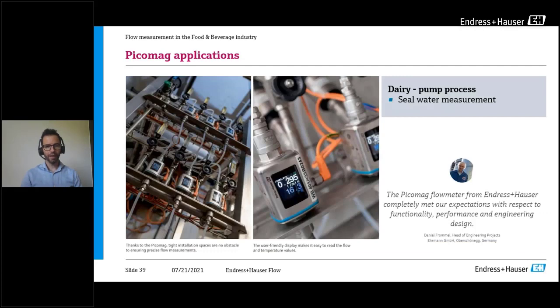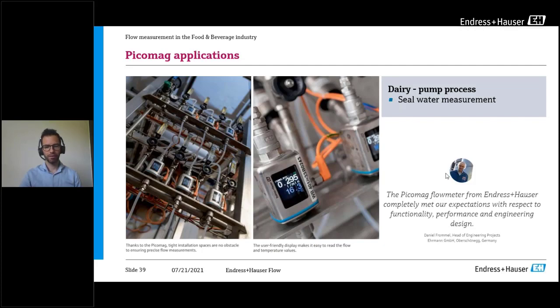The second application I mentioned was the customer in Germany, Elmann, a dairy producer. There they wanted to know how much flow is enough for the seal water management. Generally in this application there are numerous pump processes utilizing slide ring seals that ensure optimal pressure together with seal water, and thus help maintain the functionality of the seal. So this not only keeps milk from leaking into the wastewater, but also prevents seal water from getting into the milk. In this application, they use PicoMag, and you also see here that space was limited.